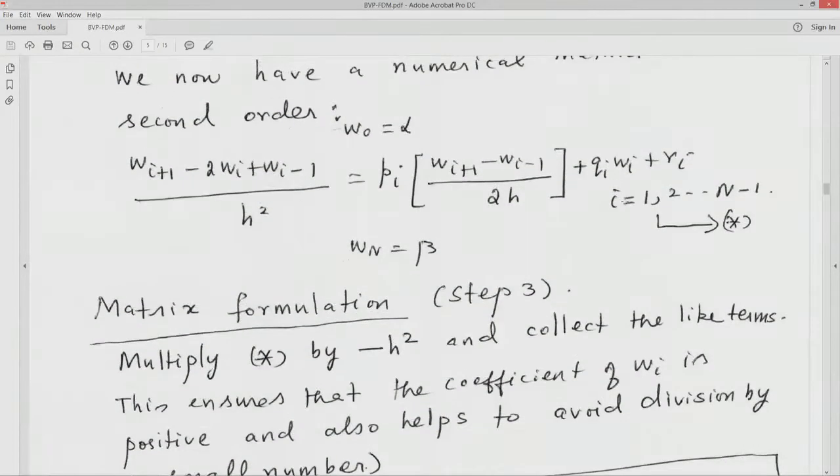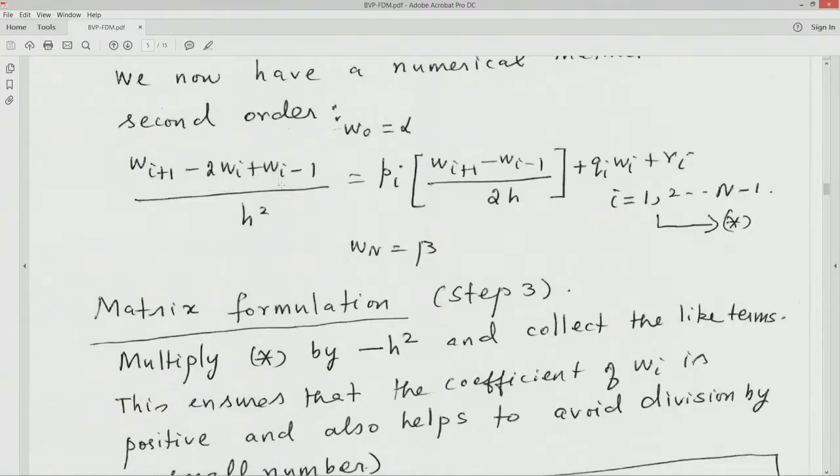Why second order? Because we have replaced the derivatives which appear in the differential equation by a second order accurate central difference formula. So, we have a numerical scheme which is of second order, and the scheme is w i plus 1 minus 2 wi plus w i minus 1 by h square is Pi into w i plus 1 minus w i minus 1 by 2h plus Qi wi plus Ri, and this is true for i equal to 1 to n minus 1. In addition we have w naught equal to alpha and wn equal to beta, with the help of which we can solve for the n minus 1 unknowns w1, w2, etc., w n minus 1.